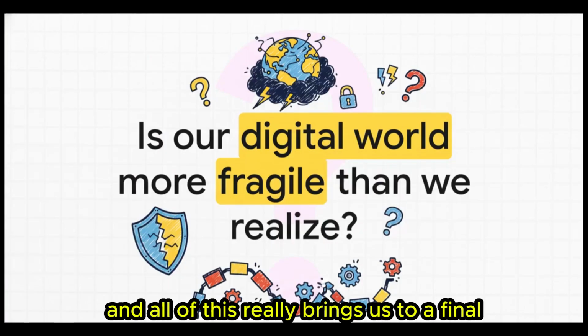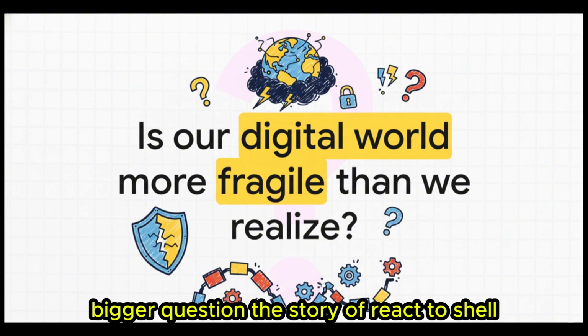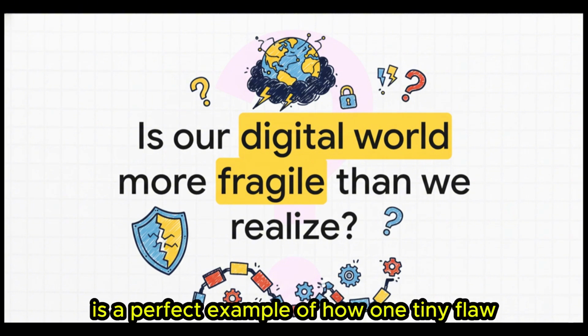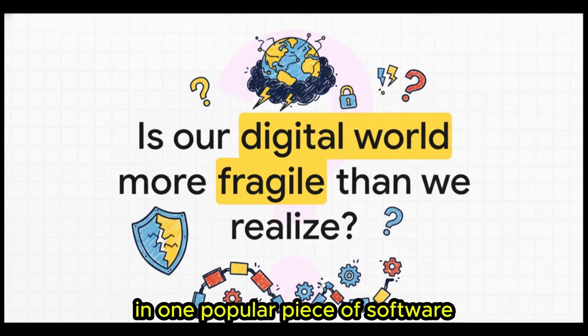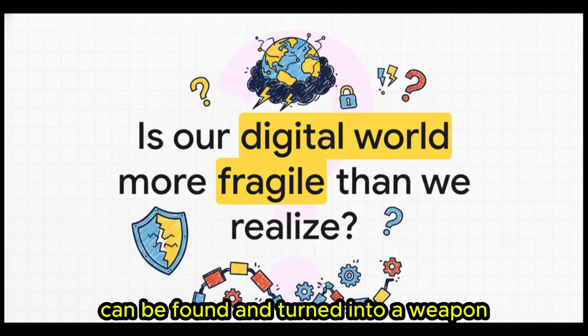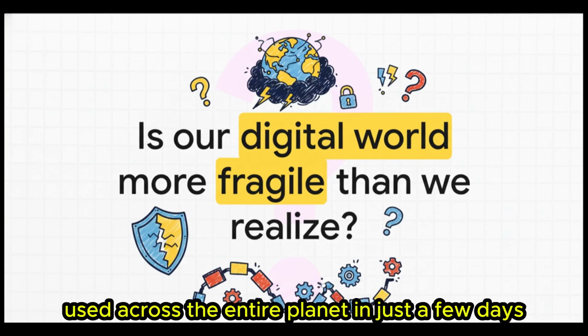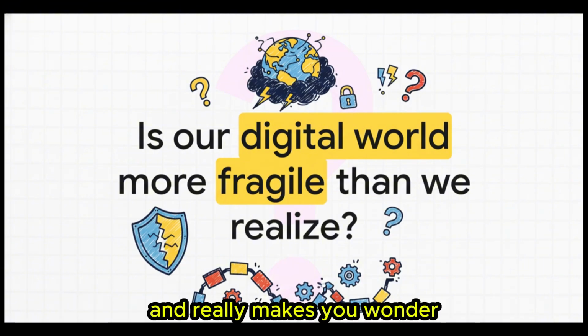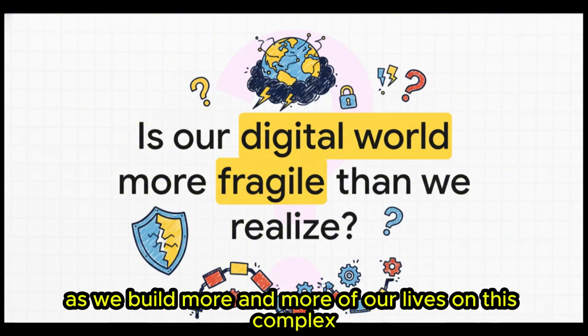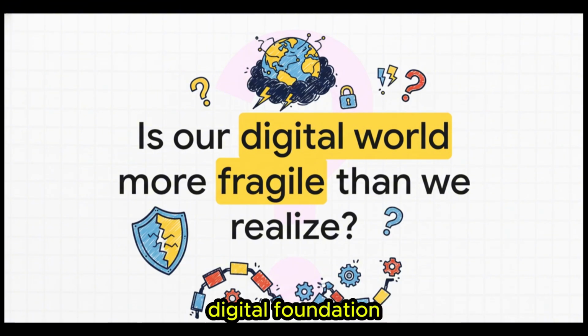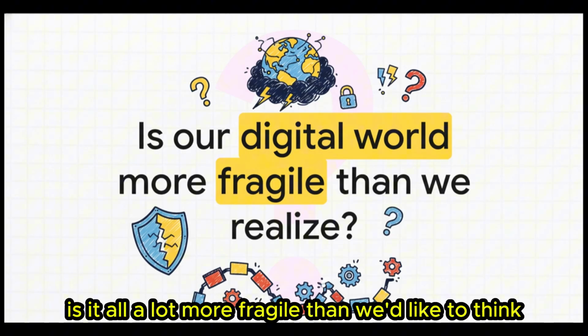And all of this really brings us to a final, bigger question. The story of React2Shell is a perfect example of how one tiny flaw in one popular piece of software can be found and turned into a weapon used across the entire planet in just a few days. It really makes you wonder, as we build more and more of our lives on this complex digital foundation, is it all a lot more fragile than we'd like to think?